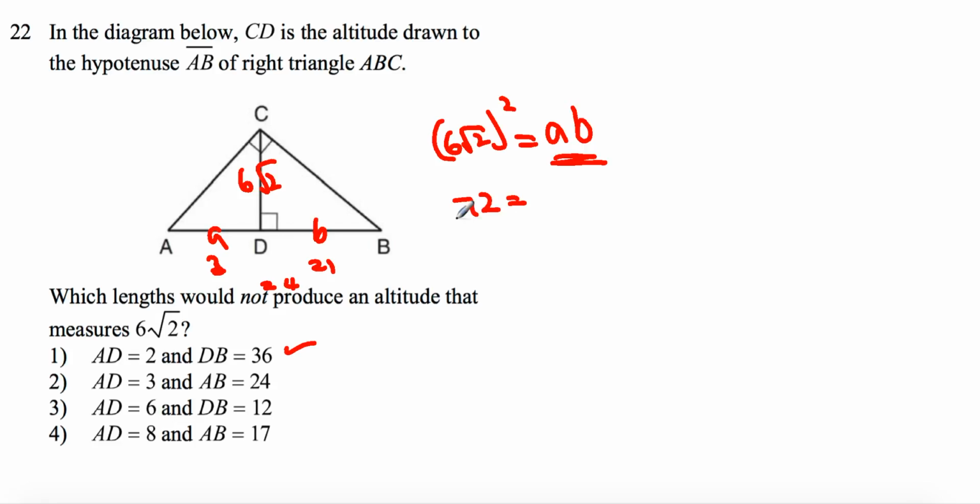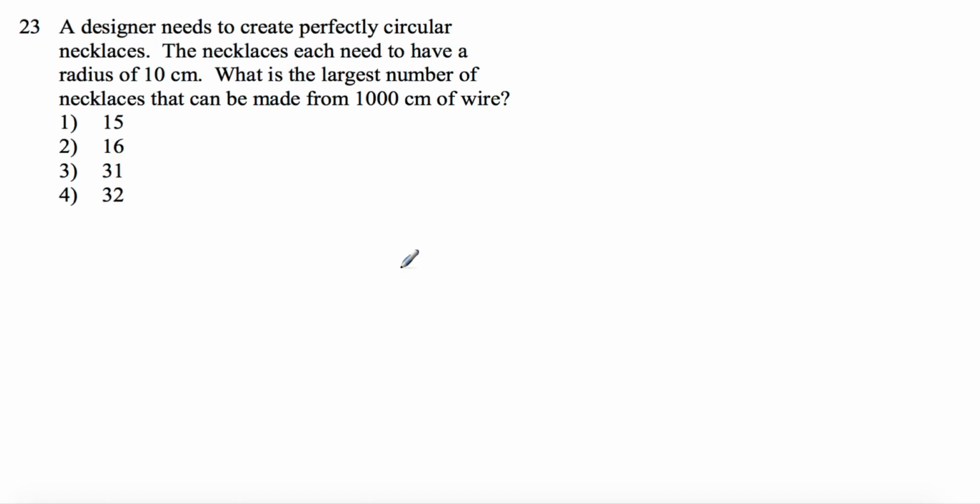It is in fact 63, so therefore choice 2 becomes the answer. And the others will multiply to 72, including number 4 because it covers up to AB. Now let's look at number 23.